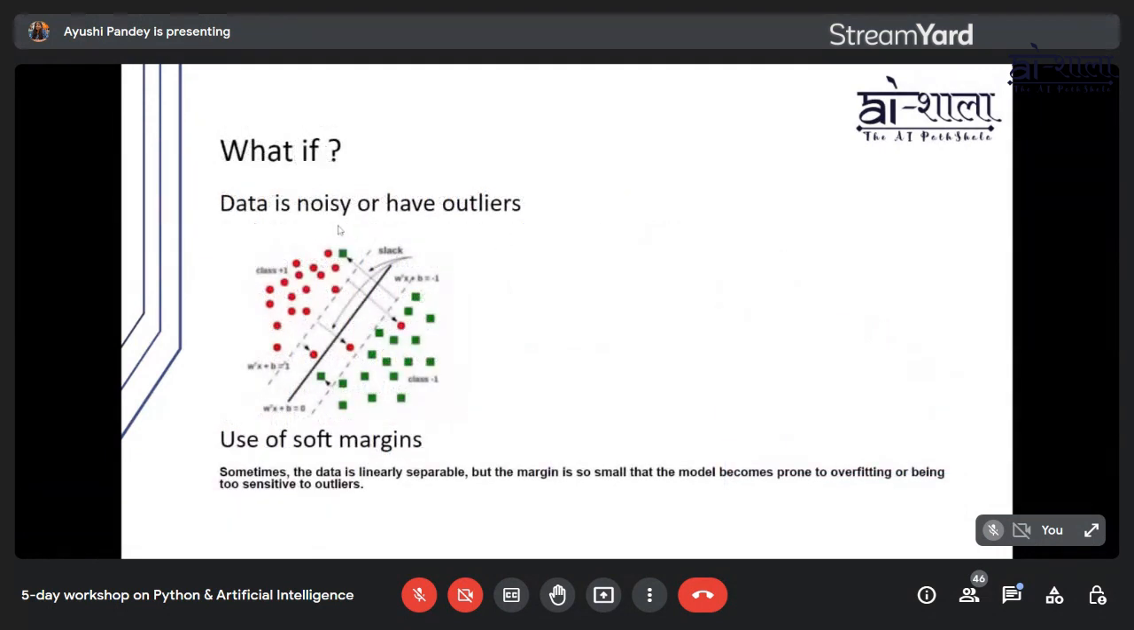So what if the data is noisy or I have outliers? This is my hyperplane and this is my data. You can see that some green is here, some red is here, some red is there, but still I want to classify. If my data is noisy or has outliers, there are chances that the model is prone to overfitting, too sensitive, or giving me wrong answers. So I want my model to be flexible, so that if these are small issues, it is able to tackle them and classify properly.